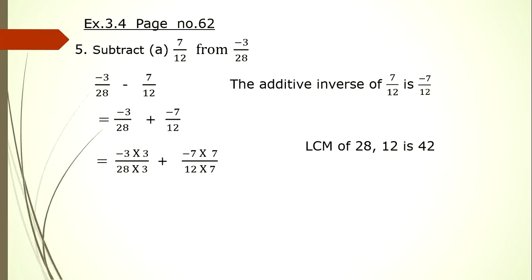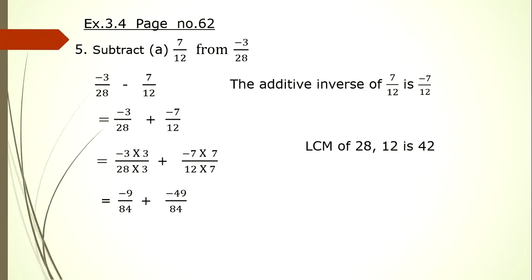So we need to multiply 28 with 3 to get 42. So 3 should be multiplied to the numerator as well as the denominator. Whereas in the second rational number, minus 7 by 12, we need to multiply with 7 in the numerator and denominator so that we get the denominator as 84.